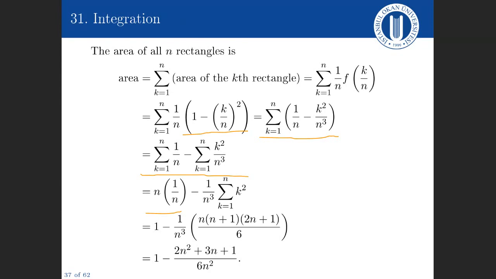First one is easy, it's 1 over n plus 1 over n plus 1 over n plus 1 over n. In fact, we have n lots of 1 over n, so n multiplied by 1 over n.